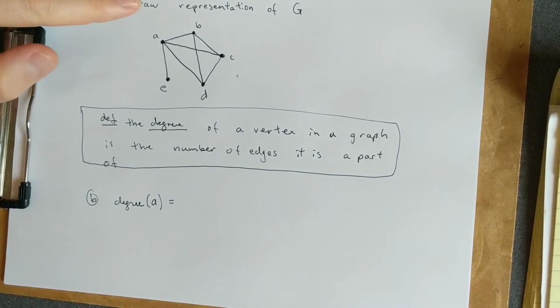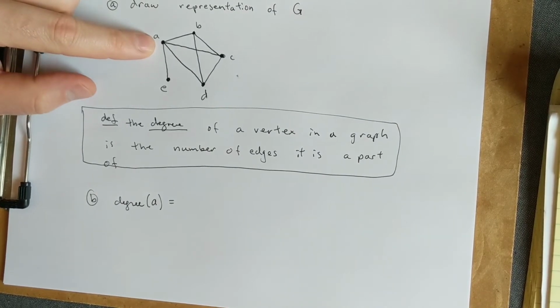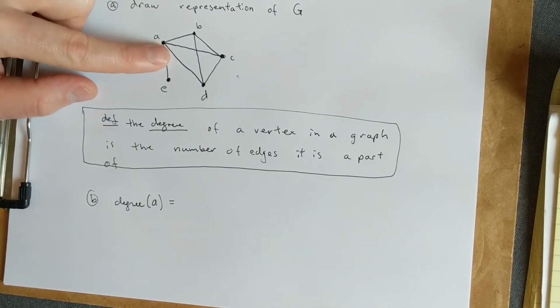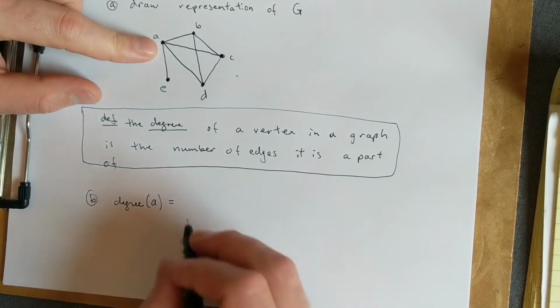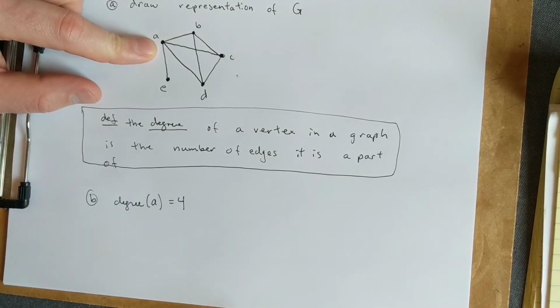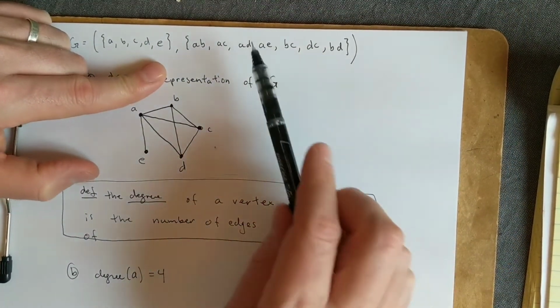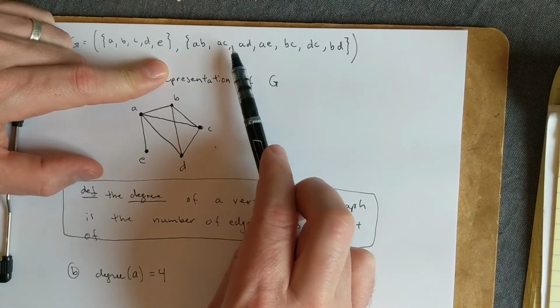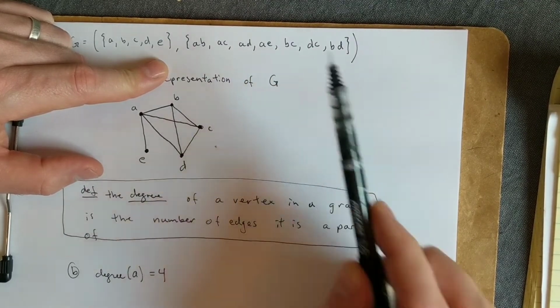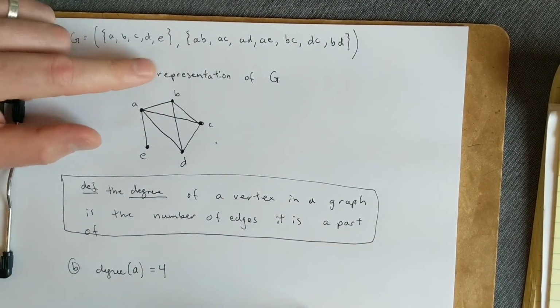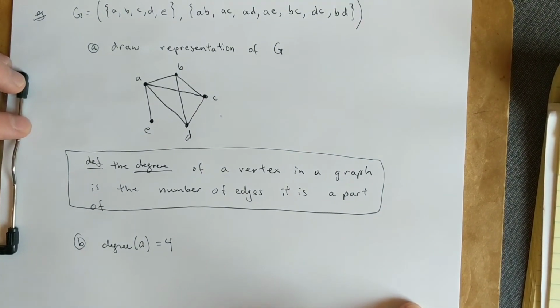And all we need to do, so there's a few ways to do this. Since we have the picture, we can just go up here and look how many edges are coming out of A, and there's 4. So that's what we call the degree. Or we could go up here to our list and just see how many times A shows up in the edge list, which is 4 times. Right, so that's the same thing.